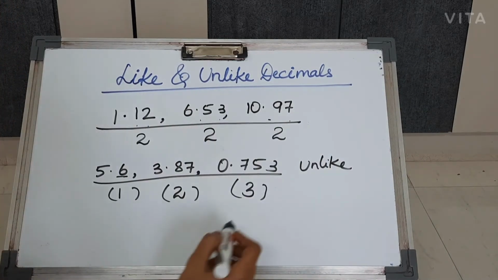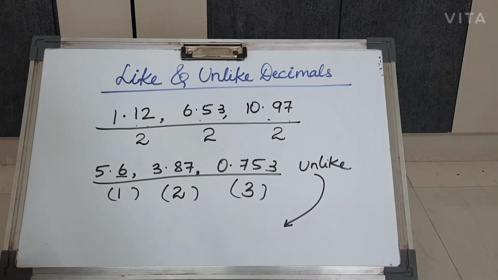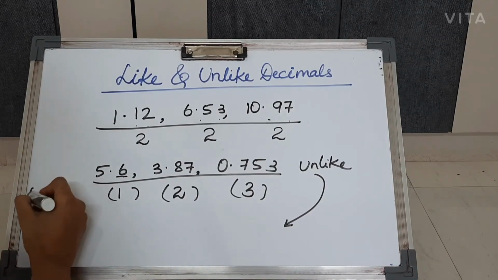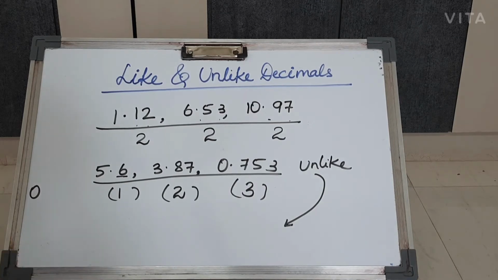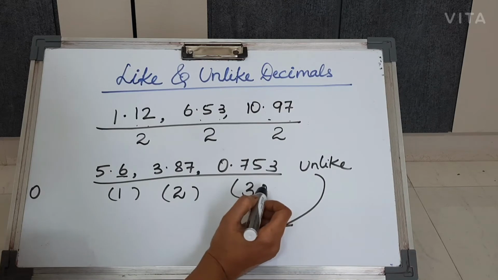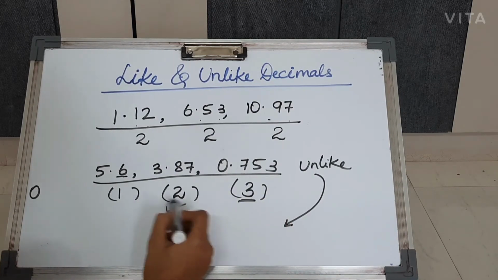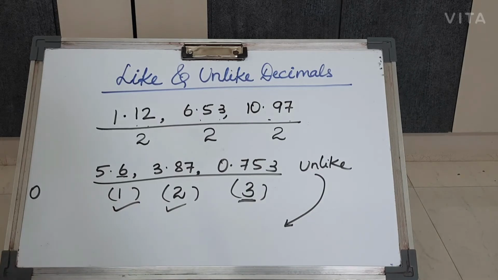Now we have to convert these unlike decimals into like decimals. How are we going to convert them? With the help of zeros. Wherever necessary we will put 0. Now how? Let's see. Which is the greatest here? 3 decimal places. So we will convert the others also into 3 decimal places.